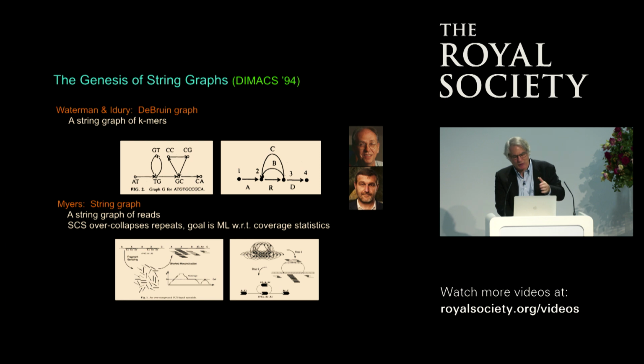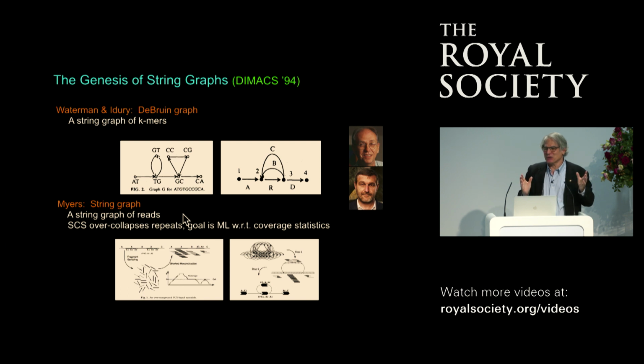And like I said, what was very interesting is I went to a meeting at DIMACS. I was going to present the string graph, and I thought I was really cool. And in the talk right before me, Waterman's student Idury got up and talked about another string graph on k-mers, which is called the De Bruijn graph.